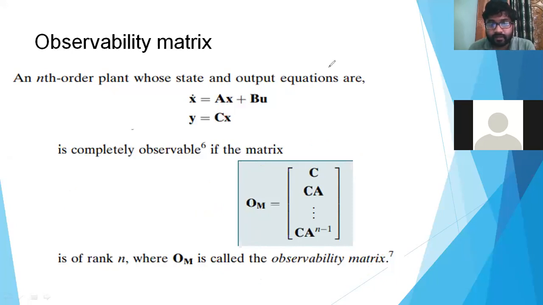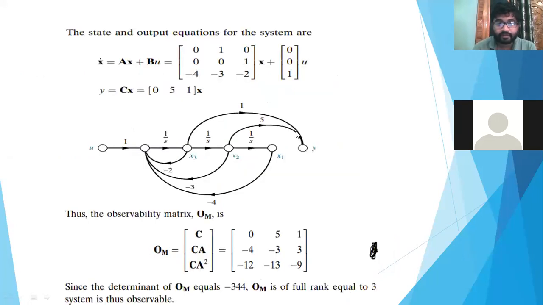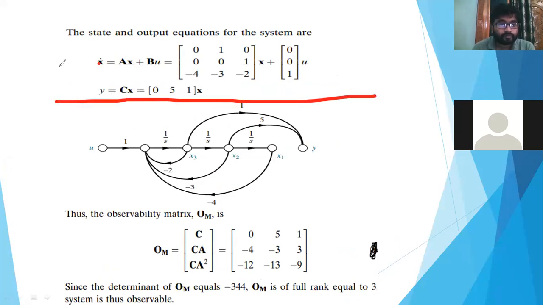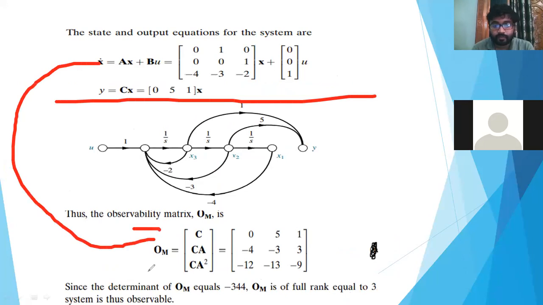Simple topic, compulsory question topic: controllability, observability. Refer to any text. So this is the problem, going to obtain the observability matrix. Rank is 3, determinant is non-zero, so it is observable. It is a very small topic.